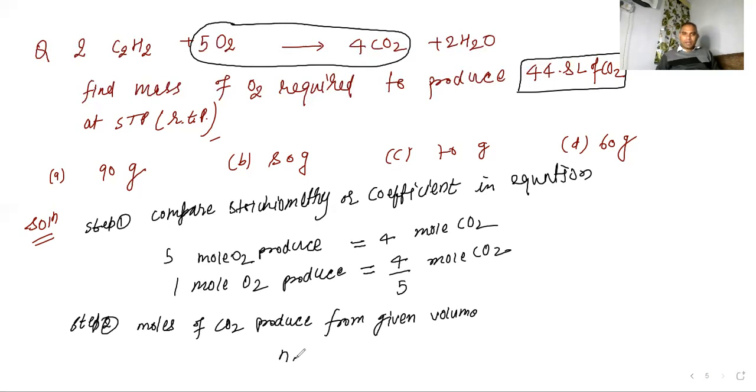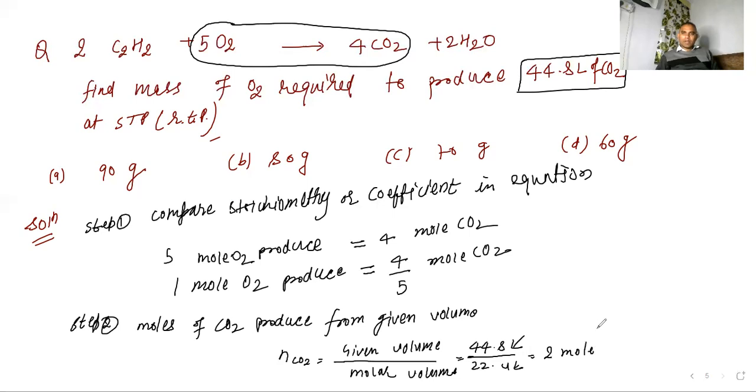If I am calculating nCO2, we have to calculate what? Given volume over molar volume. So given volume we are having 44.8 liter divided by 22.4 liter. Liter cancels out. So it is going to be 2 moles. Now the last step.